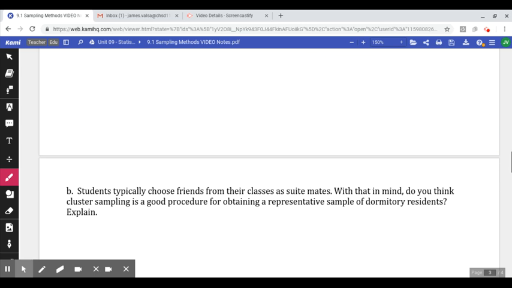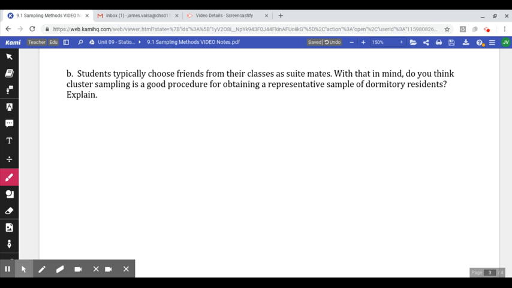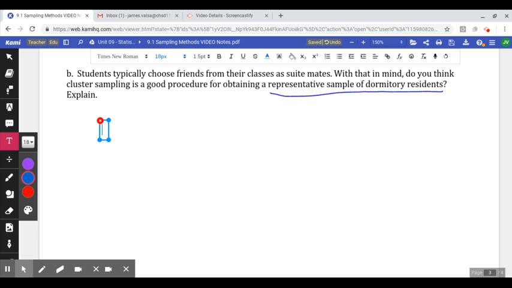What about part B here? It says students typically choose friends from their classes as suite mates. With that in mind, do you think cluster sampling is a good procedure for obtaining a representative sample of dormitory residents? Let's see here. Well, I don't know if cluster sampling is going to be the best. What if you get just everybody that has the same opinion or thinks the same way, and other people in the dormitory don't think like that?